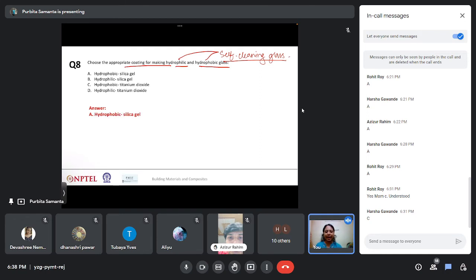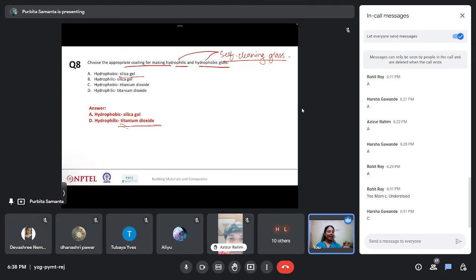To get a hydrophobic glass, you can use silica gel, or even microscopic contours can be added, which also gives you a hydrophobic glass. But yes, this is one way. The other is hydrophilic. Hydrophilic glass we can get by adding a coat of titanium dioxide.